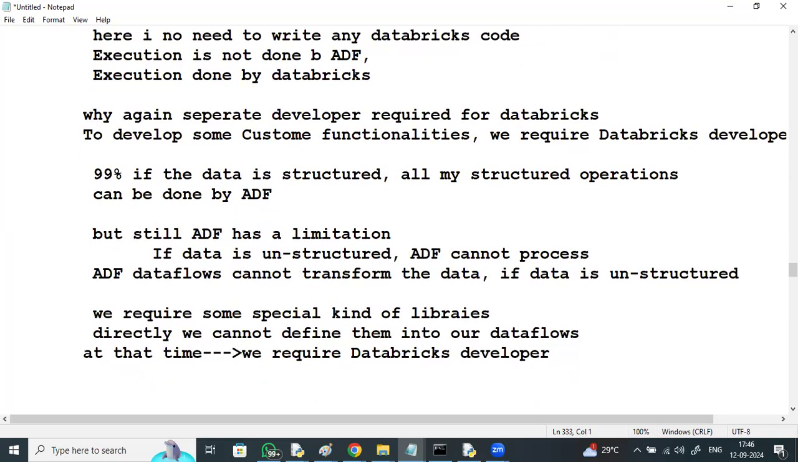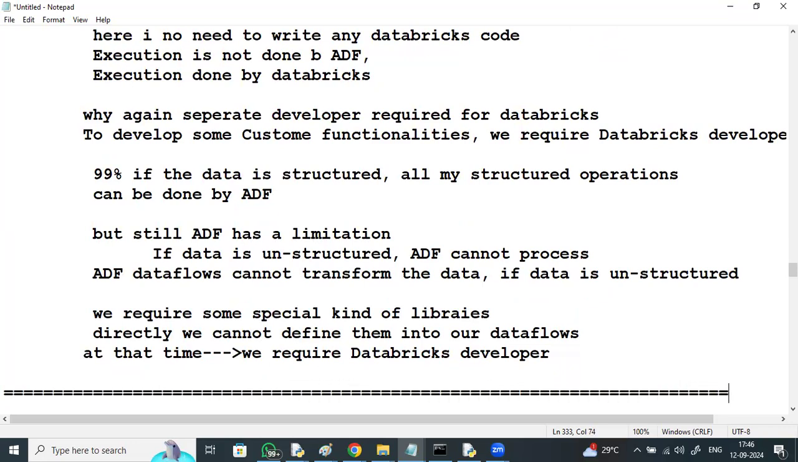If you want to work with graph data, data flows cannot work with streaming data or graph data, right? Such things it cannot handle. You have one-way graphs, two-way graphs, different types of graphs. Using Databricks, we are going to do that. But data flows cannot handle it.